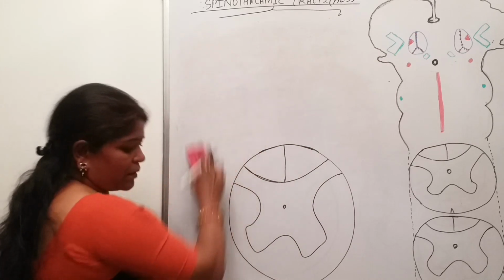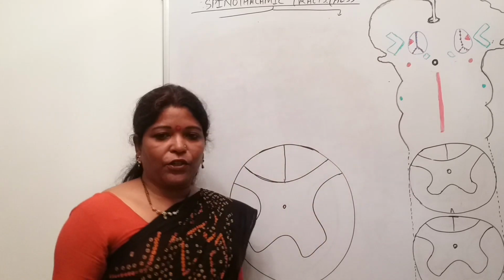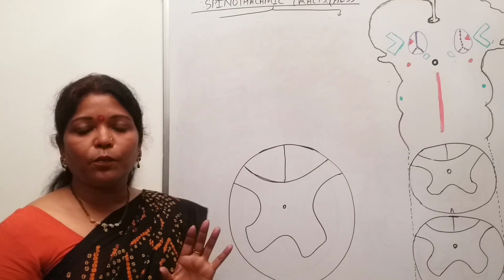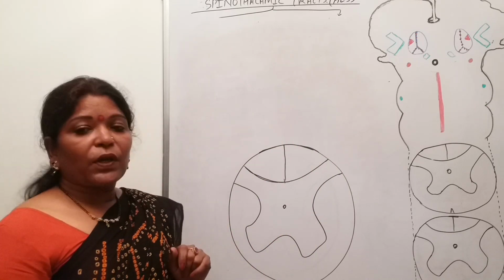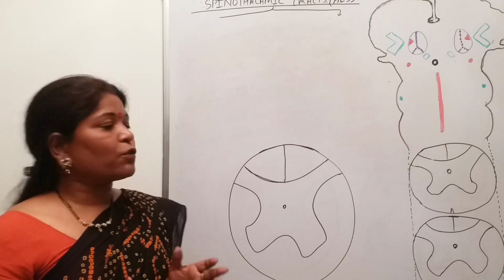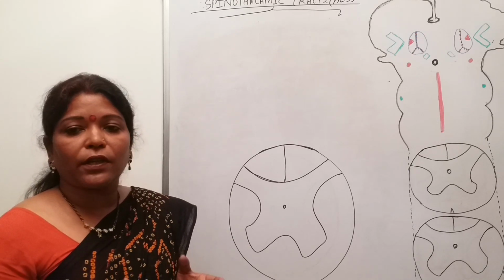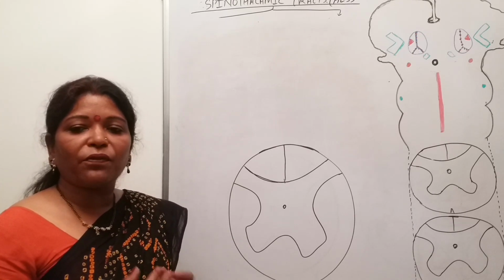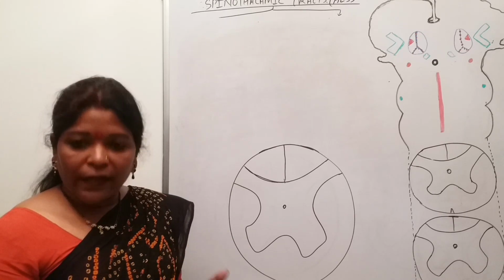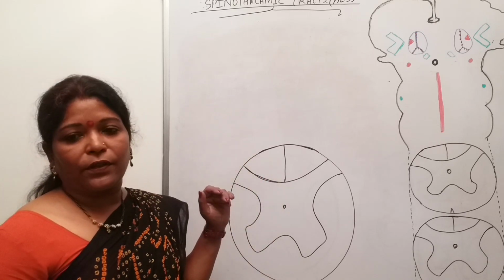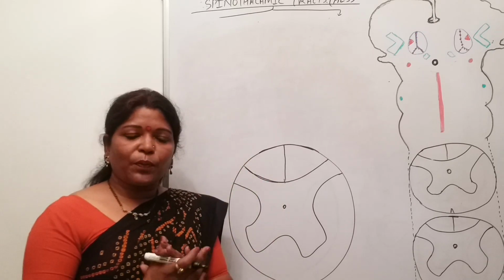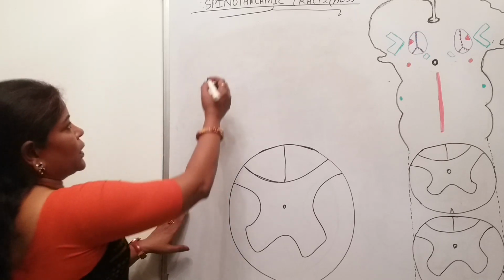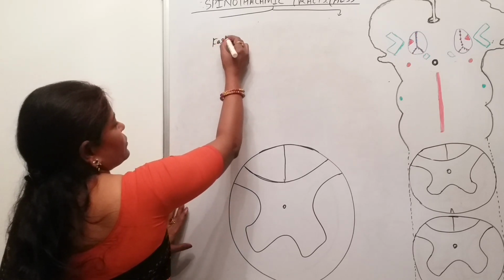One thing I must say: among all the modalities of sensation, the pain sensation is very, very important. Why? Because it alerts an individual to danger. If there is something dangerous, there is pain, so that you can take protective measures to prevent that pain, or you can treat it. So it is very important. So what is fast pain and slow pain? I have already dealt with that.